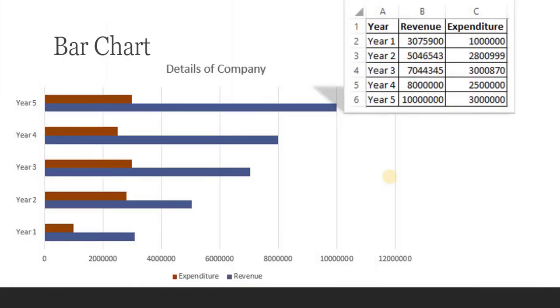A bar chart also illustrates comparisons among individual items. Categories are organized vertically and values horizontally. A bar chart can be described as a column chart drawn sideways. The bar chart looks very similar to the column chart.